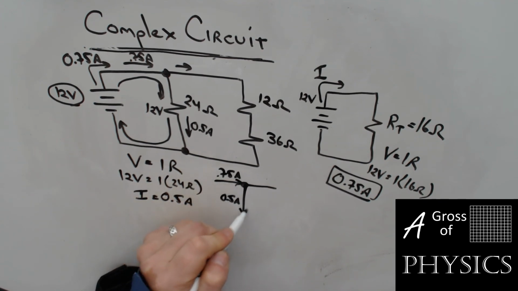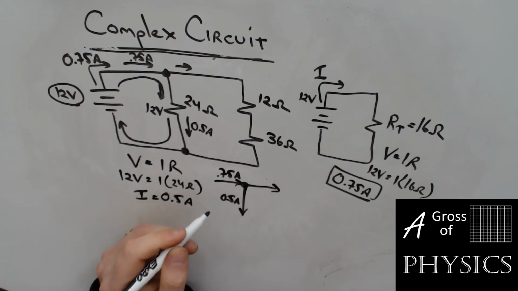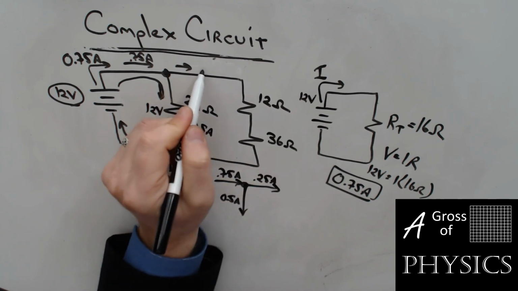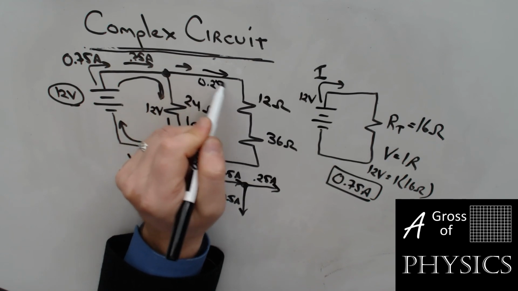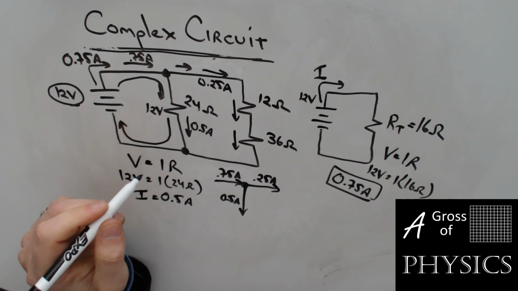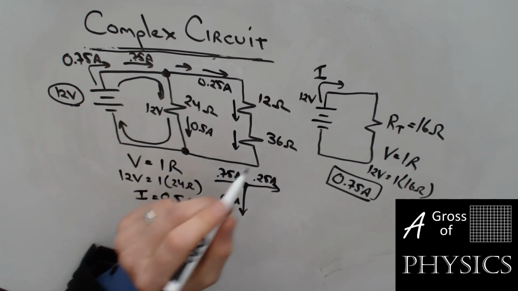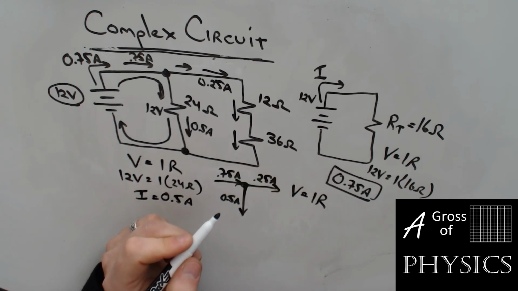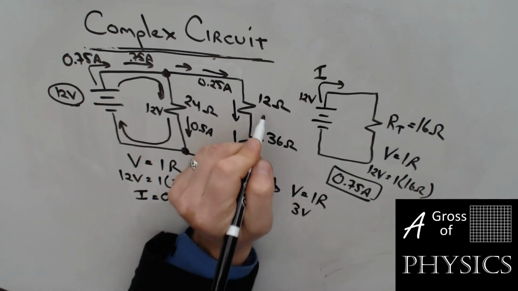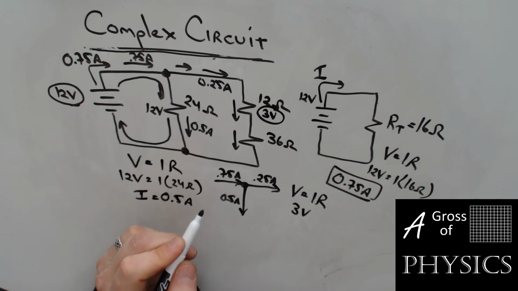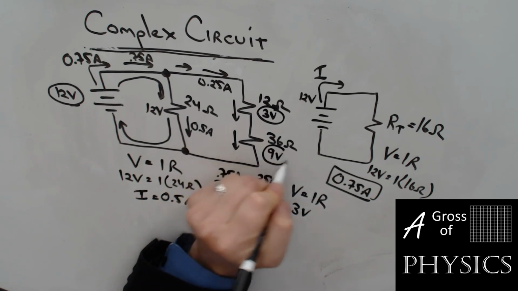0.75 goes in, 0.5 goes out. What has to be the other amount going out? 0.25 amps. So this here has to be 0.25 amps. Now that's going to flow through here and here because it's a series circuit. Now we know the current. We know the resistance. Look at this. We V equals IR it up again. 0.25 times 12, 3 volts for this one. 0.25 times 36, 9 volts for this one.